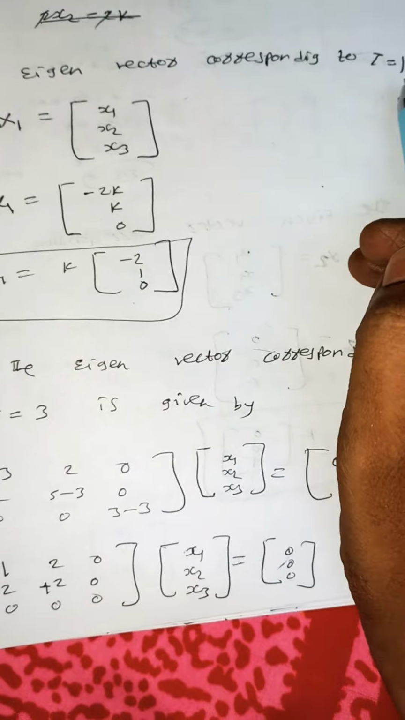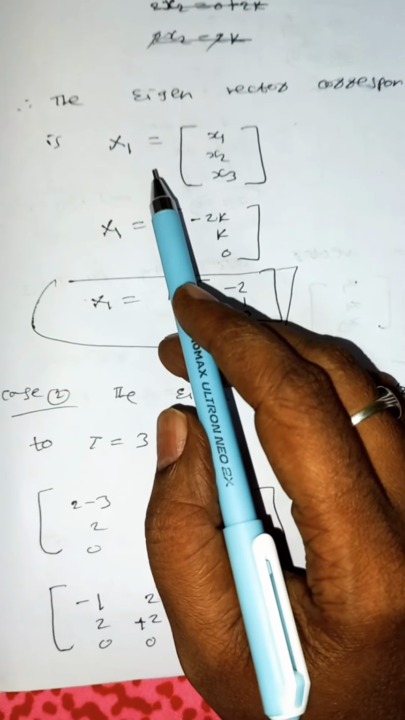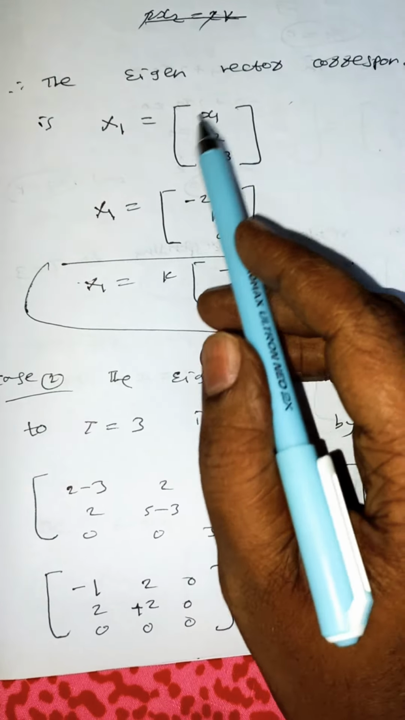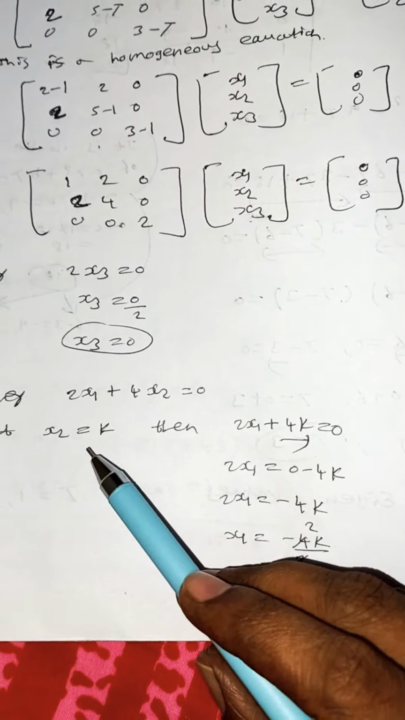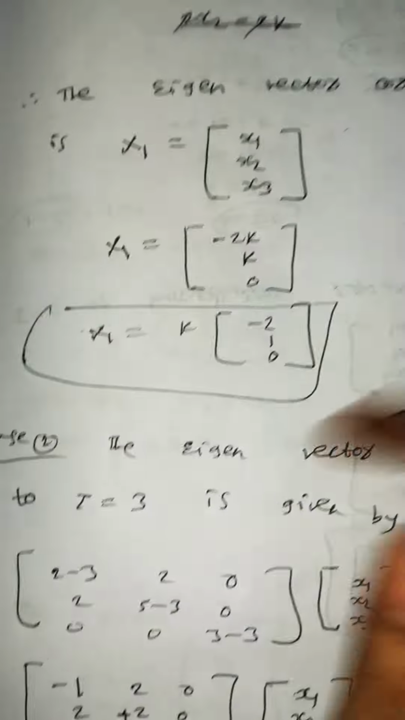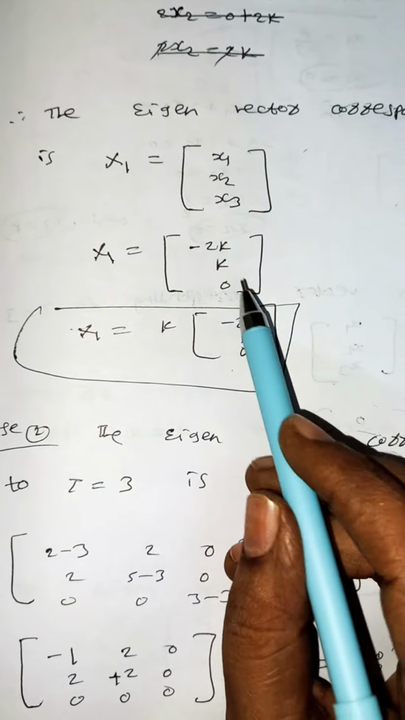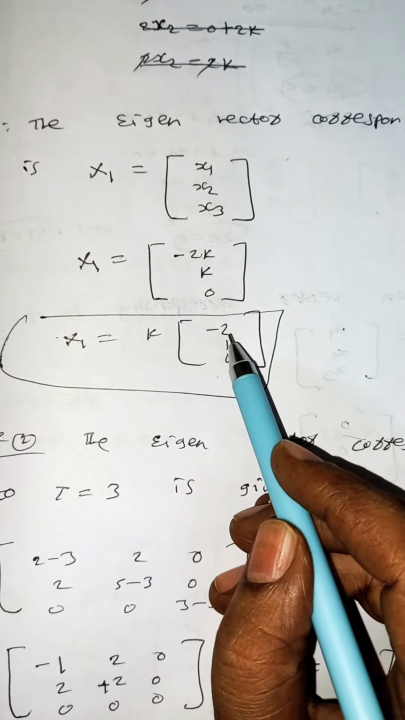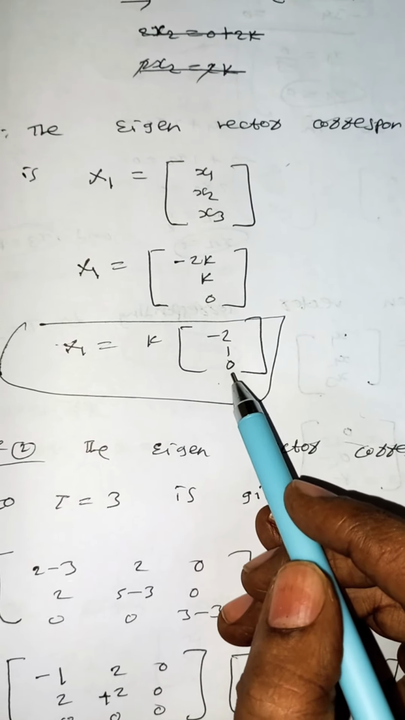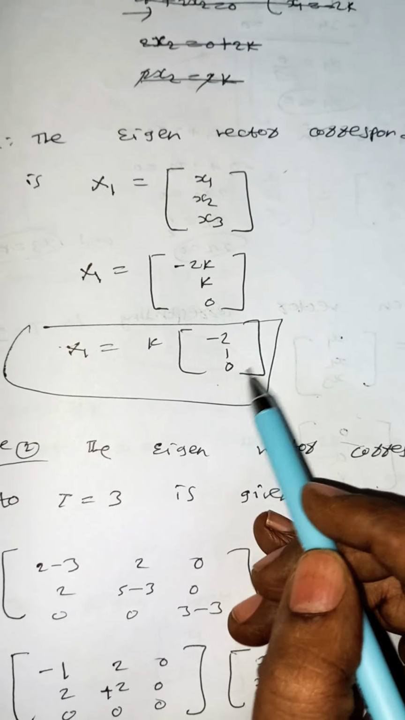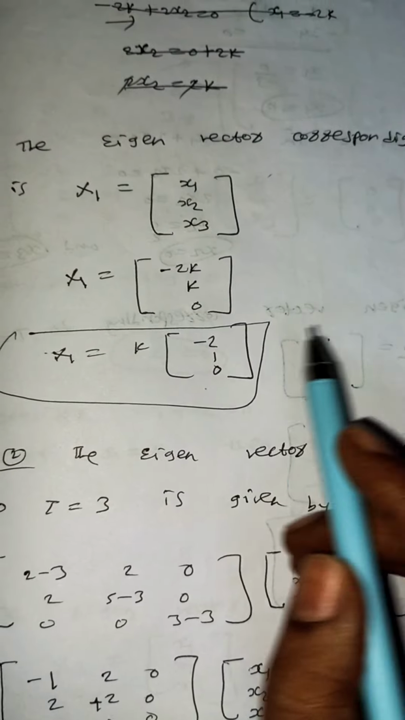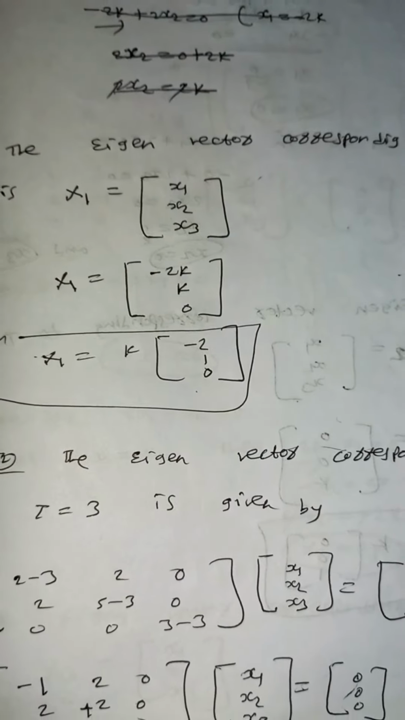Eigenvectors corresponding to lambda is equal to 1 is X1, capital X1 is equal to what we have taken, x1, x2, x3. X1 value how much you got? Minus 2k. X2 value is k. X3 is 0. Now take k common, if you are taking k outside, what we can write? Minus 2, here 1, here 0 by k is nothing but 0 only. So minus 2, 1, 0. This is the eigenvector corresponding to lambda is equal to 1.